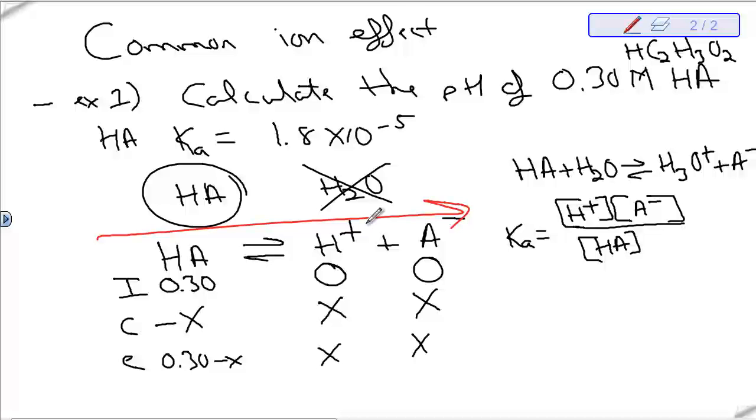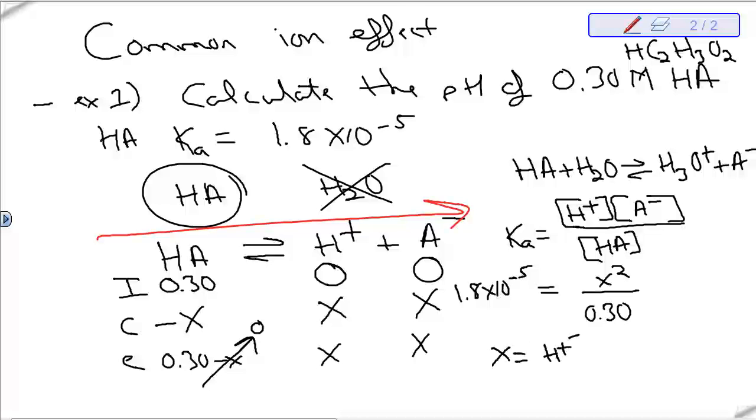Based upon that concept, we can make the assumption that this change relative to 0.3 is so small that we can ignore it. We cannot make that assumption here because it's being compared to 0. Any value is significant relative to 0. With that assumption in place, this is greatly simplified. We get x times x on top, on bottom we get 0.30, and that's equal to the Ka value, which is 1.8 times 10 to the negative fifth. We substitute those values into this expression. We multiply 1.8 times 10 to the negative fifth by 0.3, and take the square root, which will give us the hydrogen ion concentration.